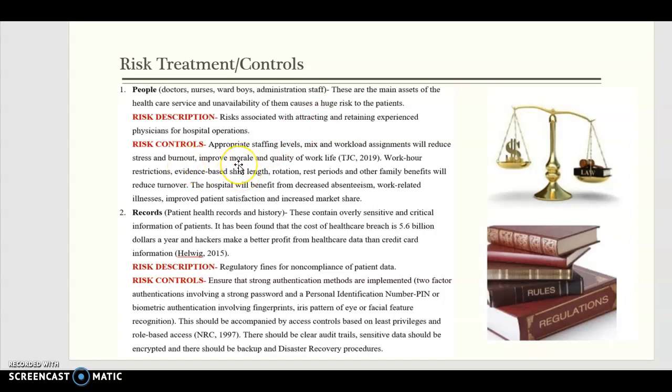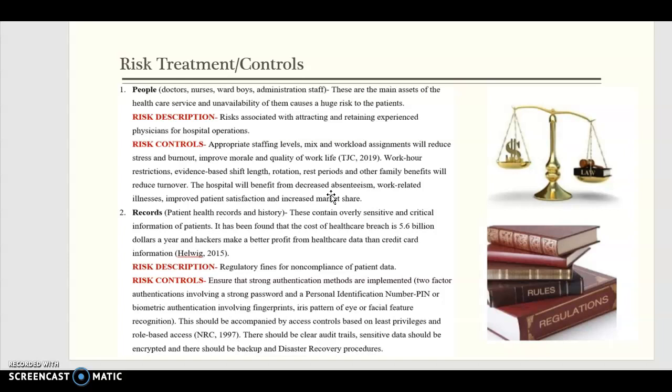The controls that I've recommended for this are to ensure that there are appropriate staffing levels, and the workload assignments are well balanced so that it reduces stress and burnout, and it will improve the morale and quality of work life. Work hour restrictions, evidence-based shift length, job rotation, rest periods, and other family benefits will reduce turnover, and this will create huge benefit for the hospital from decreased absenteeism, work-related illnesses, improved patient satisfaction, and increased market share.